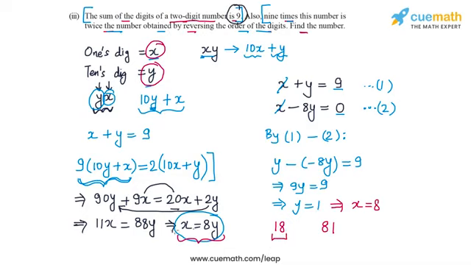And also 9 times this original number, so 9 times 18, is 162. This should be equal to twice the reverse number, so twice of 81, and twice of 81 is also equal to 162. So this also aligns with the second piece of information given to us. So our answer is correct and the original number is equal to 18.